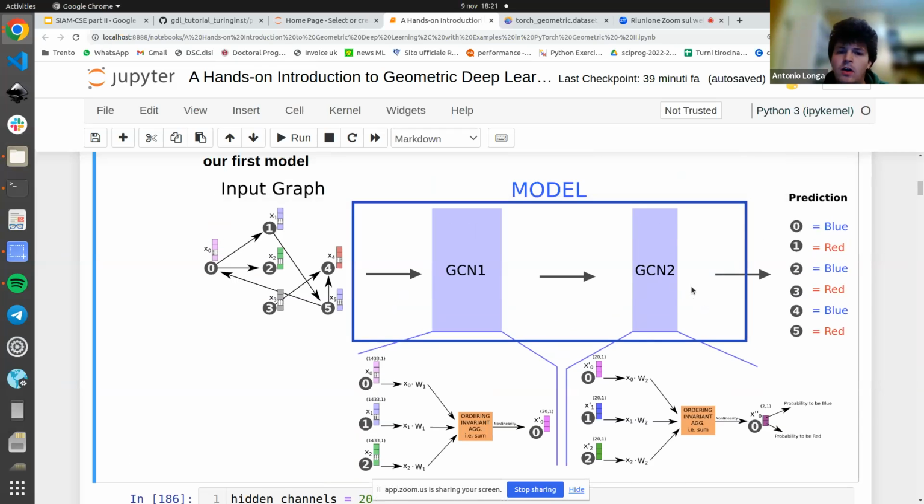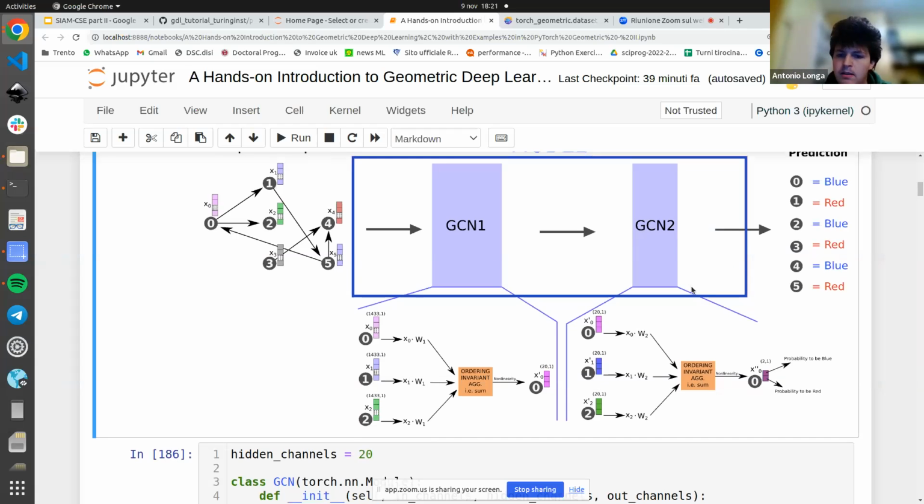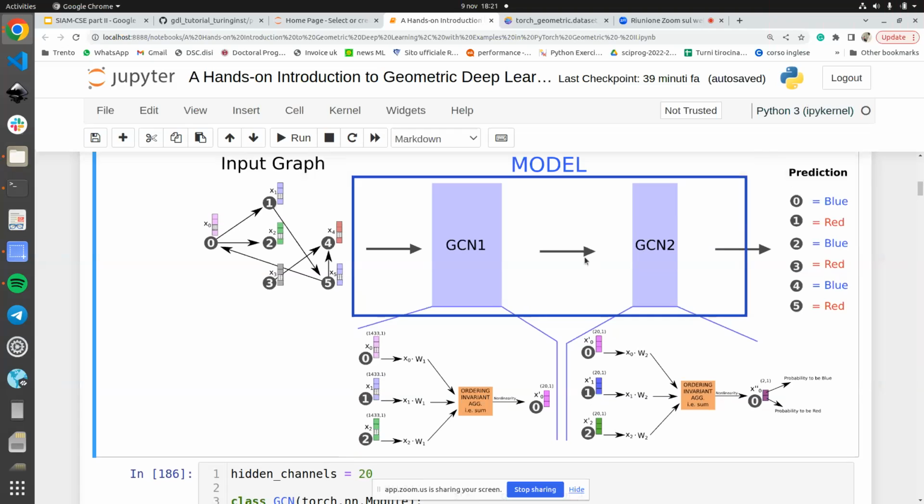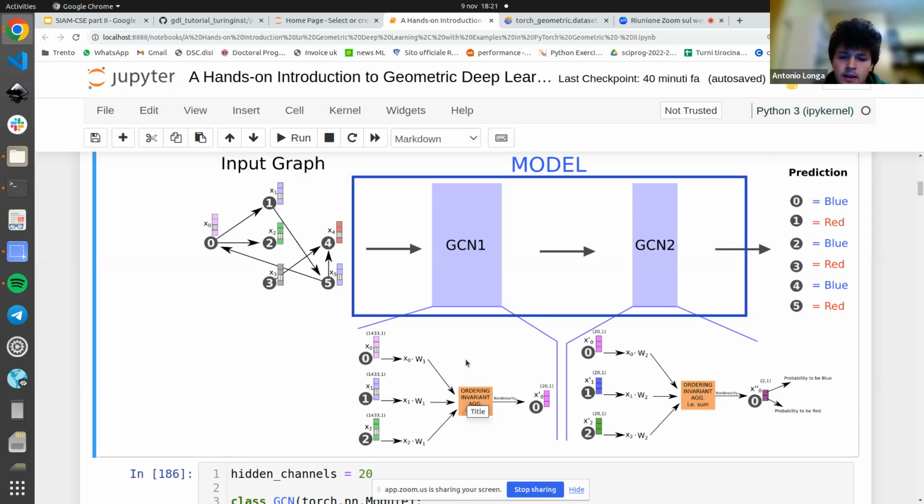Is it clear so far? Do you have doubts? By the way, if you have... Yeah, it's clear, but I wanted to ask about x prime nodes. So how you get 20 and 1 is... So, yeah, sorry, you're right. Thank you for the question.